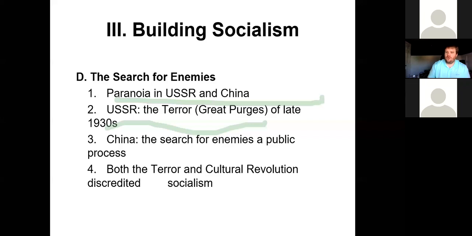Both the Terror and the Cultural Revolution discredited socialism and contributed to the eventual collapse of the communist experiments. In both countries, they saw this as a reason why communism wasn't going to work. There was too much infighting and too much paranoia and fright for what could come from within. There wasn't enough trust within the government.